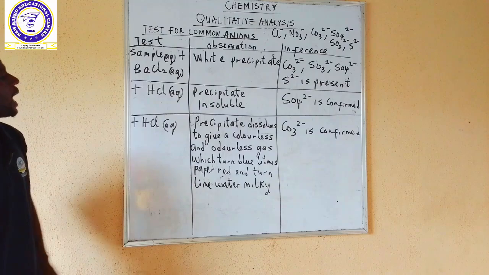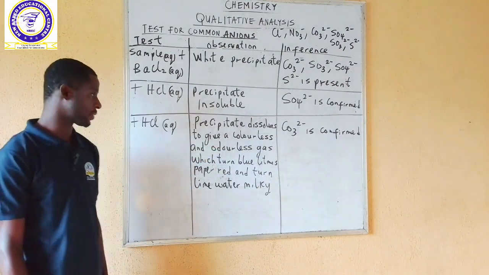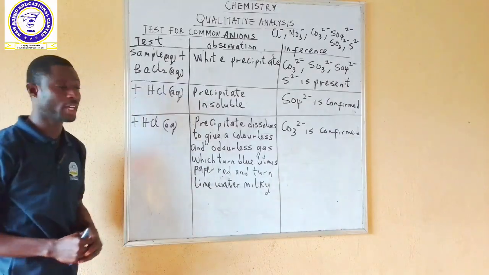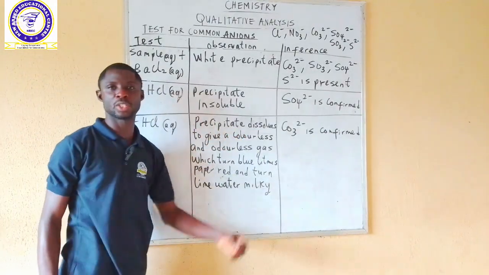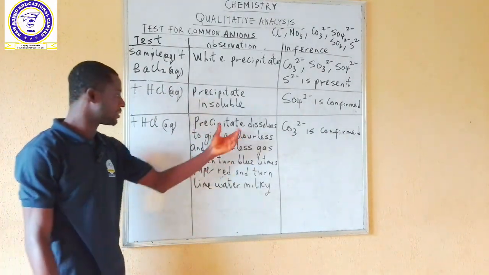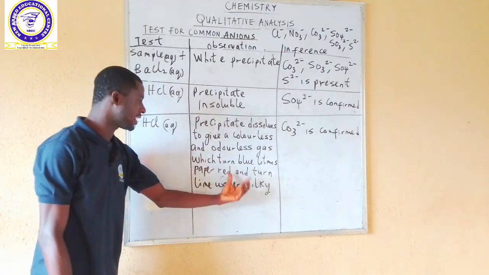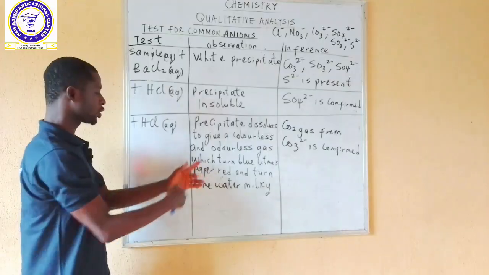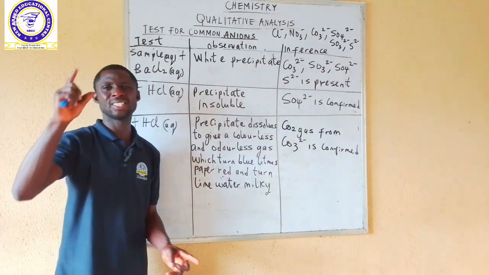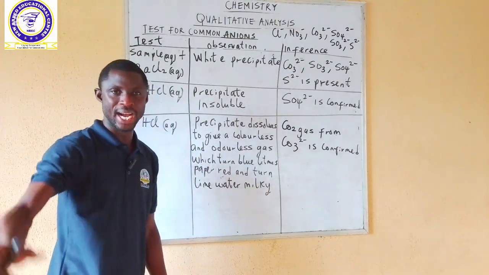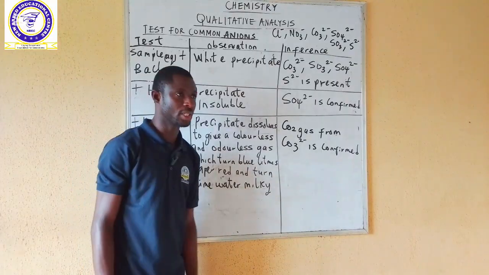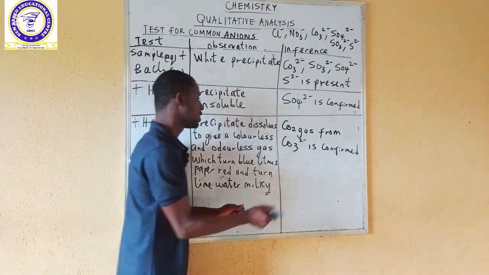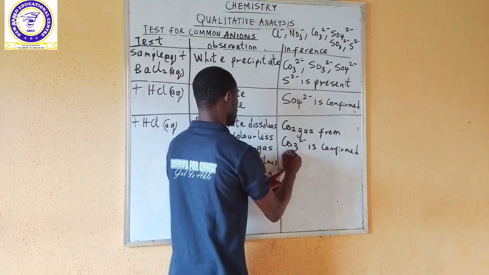How do you confirm for CO3 2-? When you add HCl to this test sample that we have added barium chloride to, and the precipitate now dissolves, and when it dissolves, a colorless and odorless gas is evolved, which turned blue litmus paper red and turned lime water milky. We know it is only CO2 gas that turns lime water milky, and this CO2 gas can only come from CO3 2- or HCO3 minus.